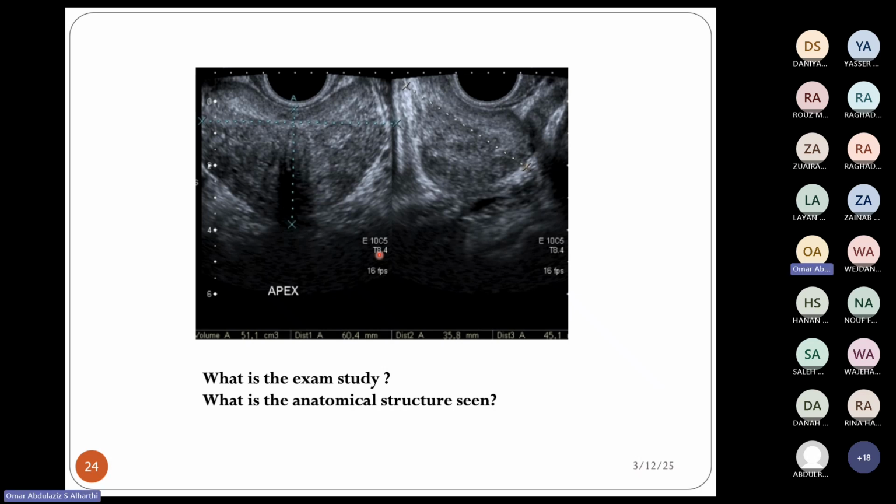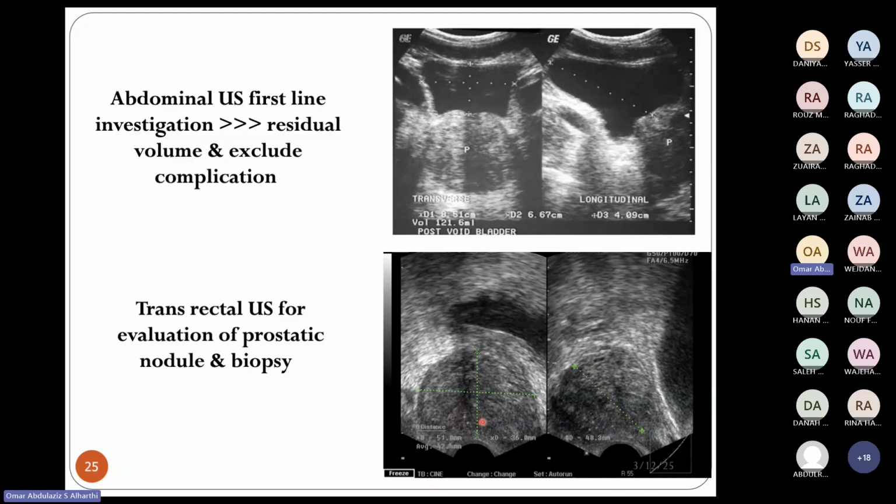And why do we do transrectal ultrasound? To image one organ, which is this one. In males. Prostate, yes. Again, we can look at the prostate from the transabdominal, the routine ultrasound, but also more details with the transrectal. Sometimes we can also do biopsy. Okay, we can take a sample from the prostate in case of suspecting prostate cancer.